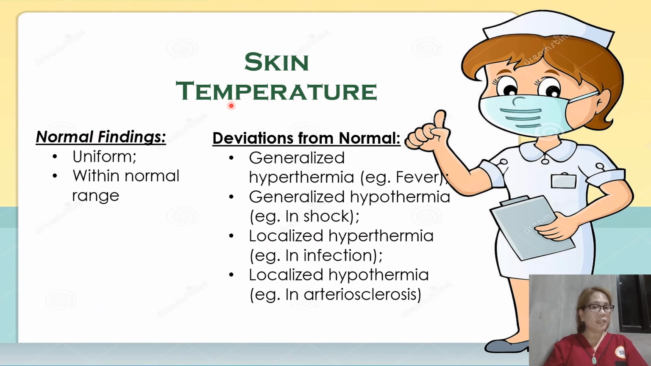So palpate again for the skin temperature. The temperature should be uniform and within normal range. Deviations from normal: there is generalized hyperthermia, for example in fever. When we say generalized, the whole body is really warm. Generalized hypothermia, for example in shock. Or there is localized hyperthermia, for example in infection in a particular area. And localized hypothermia, in one area only, could mean there is a problem such as arteriosclerosis.